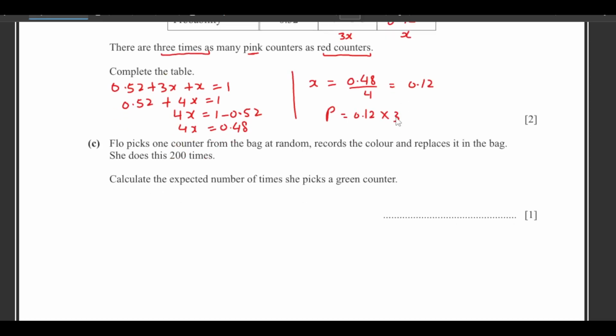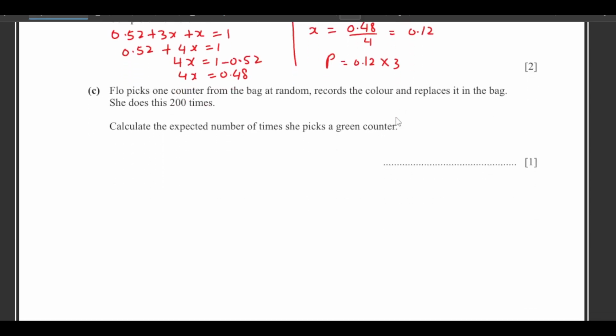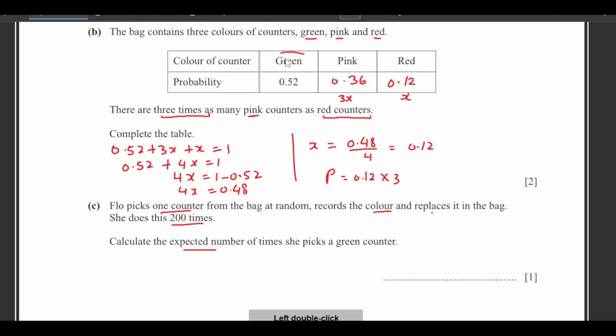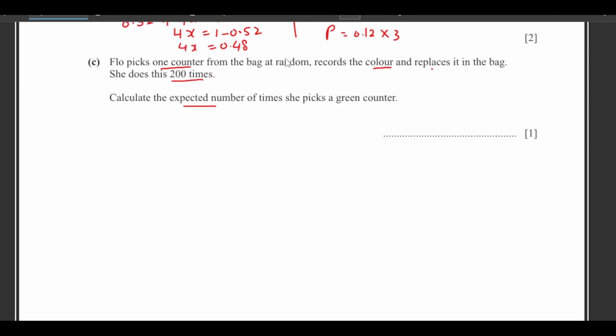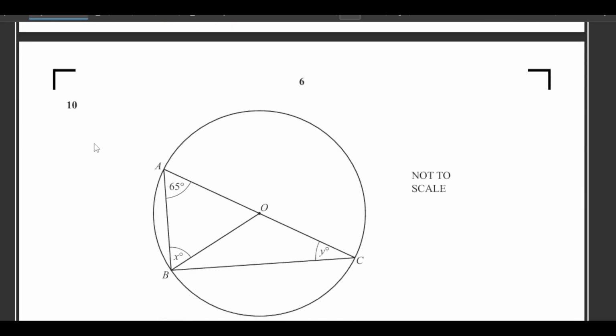Now, let us see what we have in next question. Flo picks one counter from the bag at random, records the color and replaces it in the bag. She does this 200 times. Calculate the expected number of times she picks the green. So, we will see what is the probability of green. So, green, if you see here, is 0.52. So, probability of green is 0.52. This experiment happens how many times? 200. So, we will multiply, that will give you answer 104, right.